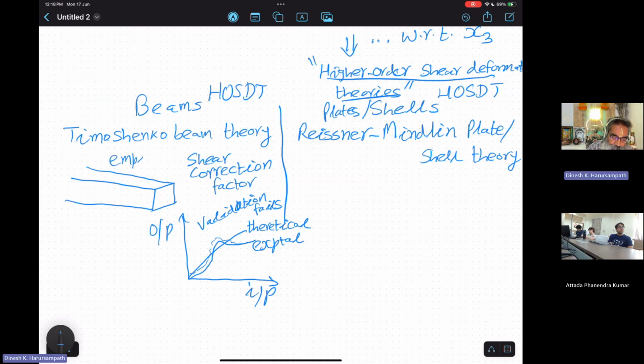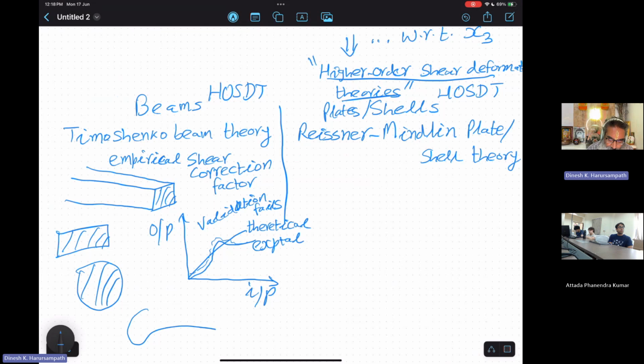Because they're empirical in nature, you'll define it in a certain way for a square cross section. You'll define it in a certain different way if it's a rectangular cross section, a certain different way if it's a circular cross section, and if it's an airfoil cross section, then it really, God only save you, because it's going to be very, very complicated to determine those shear correction factors in the first place. So these theories become pretty much useless in such situations. Same thing in the case of the plate or shell theory. The first order shear deformation theory is called the Reissner-Mindlin plate or shell theory.